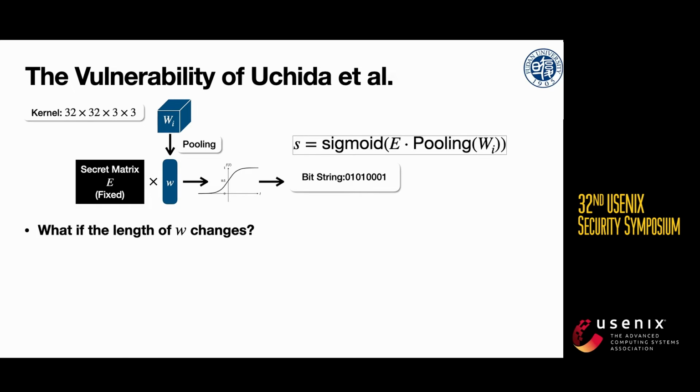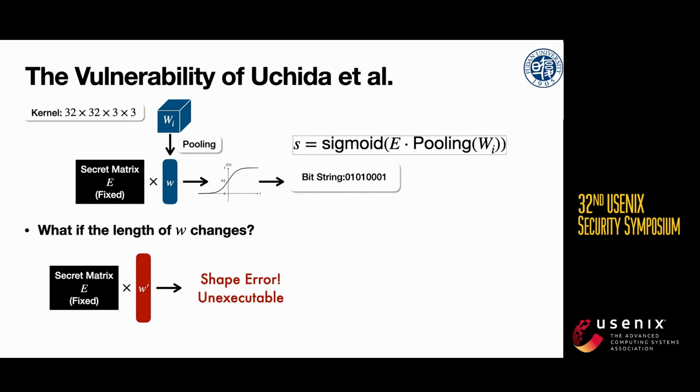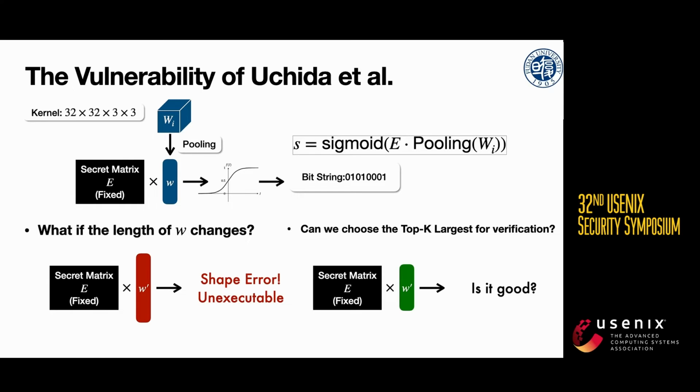Do you notice a problem here? What if the length of the weight W is tampered with by the model thief? Then the verification process is even unexecutable due to the shape error during the matrix multiplication. Maybe the verification process can choose the top k largest values to restore the validity of the verification process, but it is not good according to our experiments. Then the question is how to convert such an observation into a novel attack.